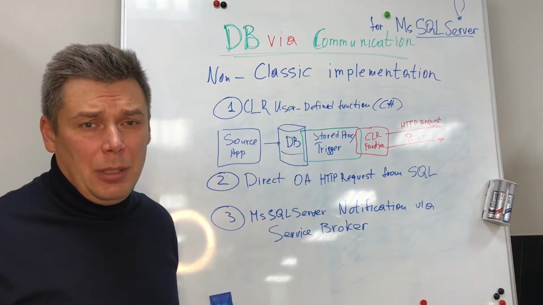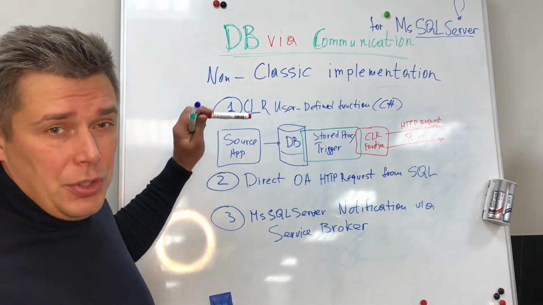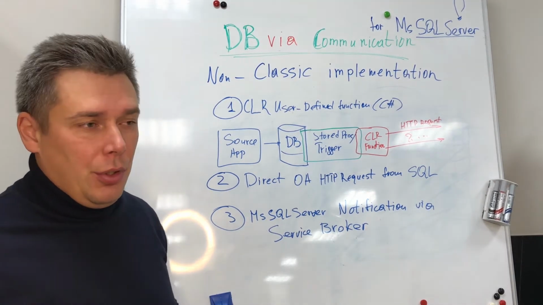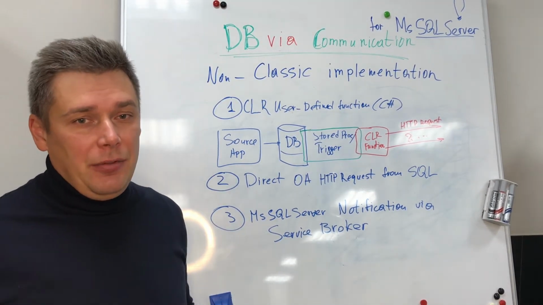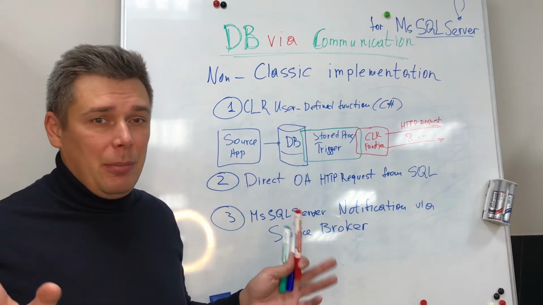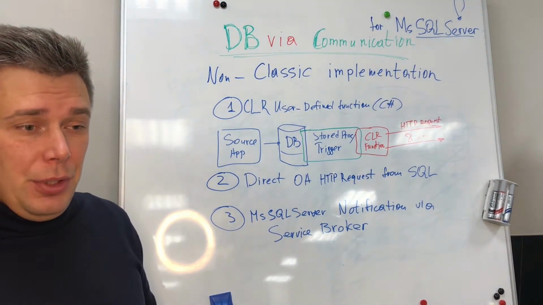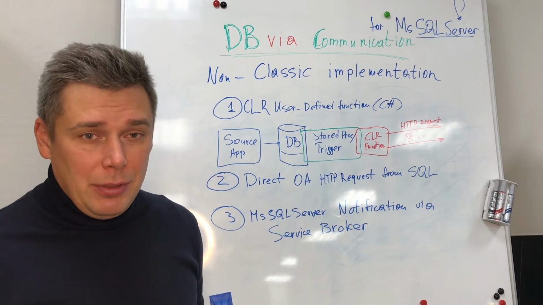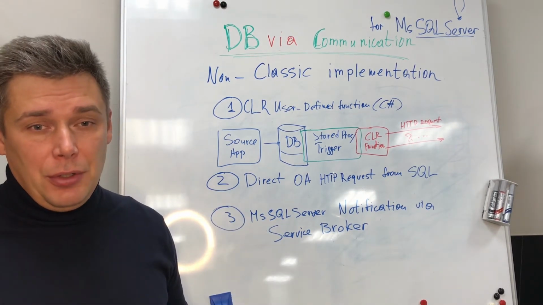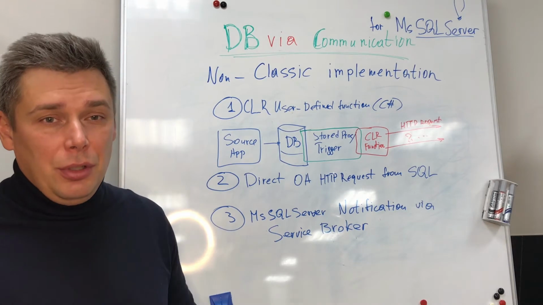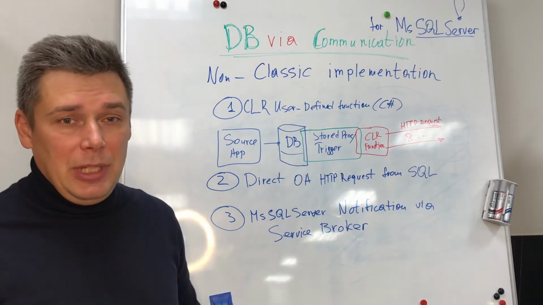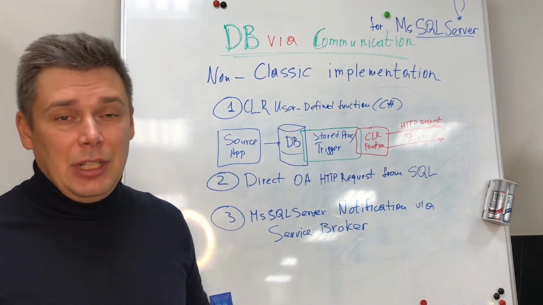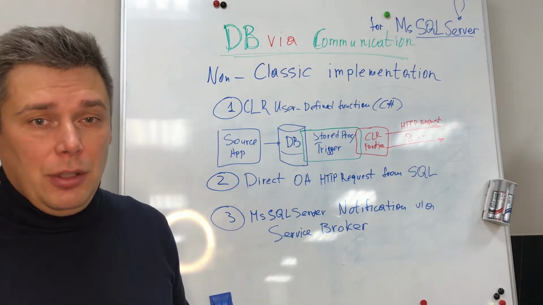Okay, now how else can we do that? The first option is my favorite one. We can create a CLR user-defined function. I don't remember the first version of SQL Server that supports it, but you can write some C# library, upload it to SQL Server, and execute code from this C# assembly directly from your stored procedure or your trigger, meaning from your SQL code.